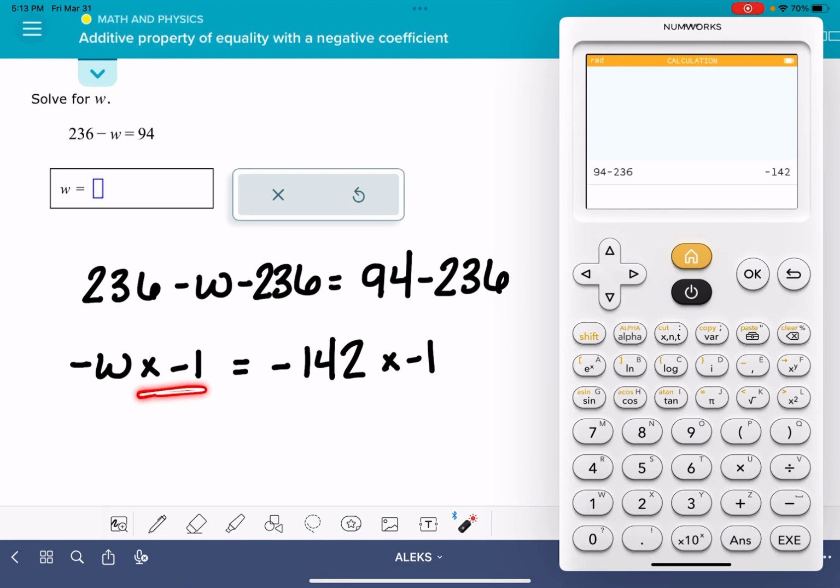As long as I do the same thing to both the left side and the right side, it's not going to change the fact that the left side is equal to the right side. Everything is going to stay equal. Negative W times negative 1 is just W, and negative 142 times negative 1 is 142, and that is the answer to this problem.